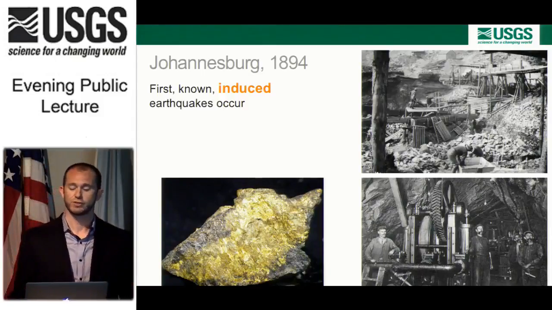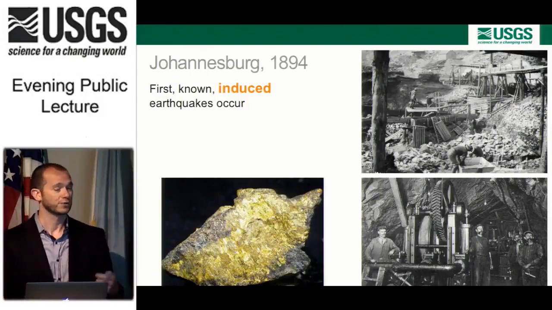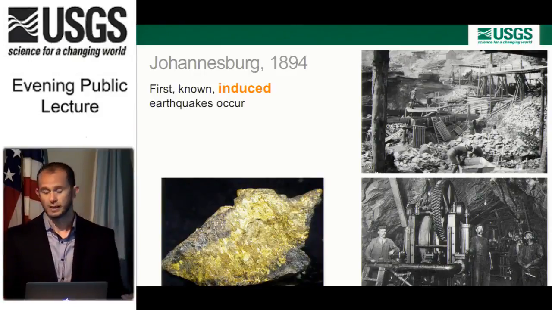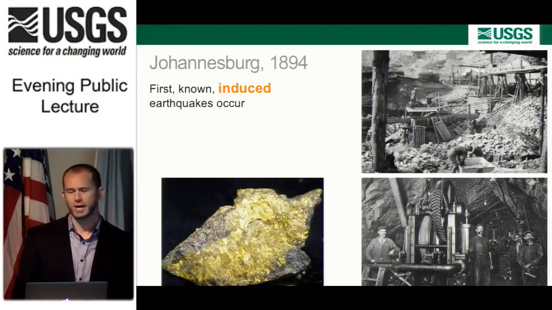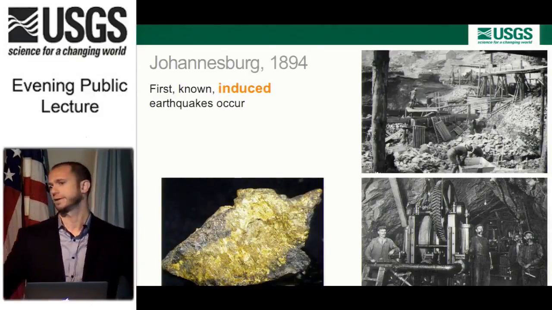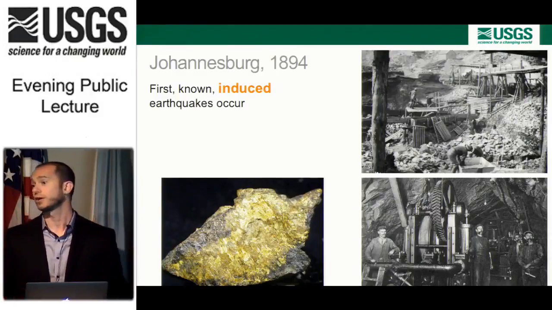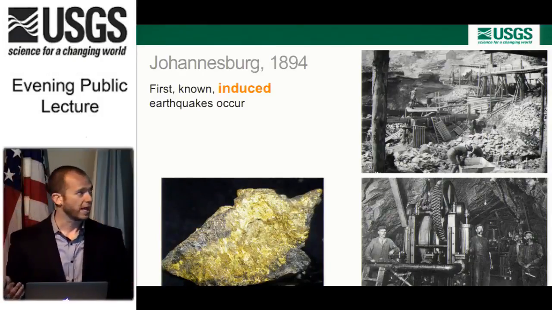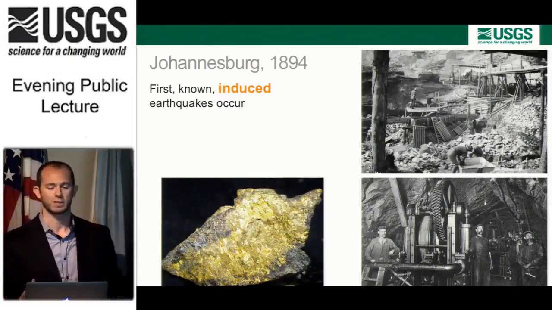So the first known induced earthquakes occurred in 1894, and they were felt in Johannesburg. Johannesburg at the time was a very small city. It was a gold mining city, and they were actually mining gold directly underneath town. And so they were mining in what's called room and pillar style mining, and it's exactly what it sounds like. You carve out a room and leave just small pillars. Think of what a parking structure might look like now. And so what was happening is you would start seeing collapses of these, and you would start feeling the shaking at the surface. And so that's what these first human-induced earthquakes were.